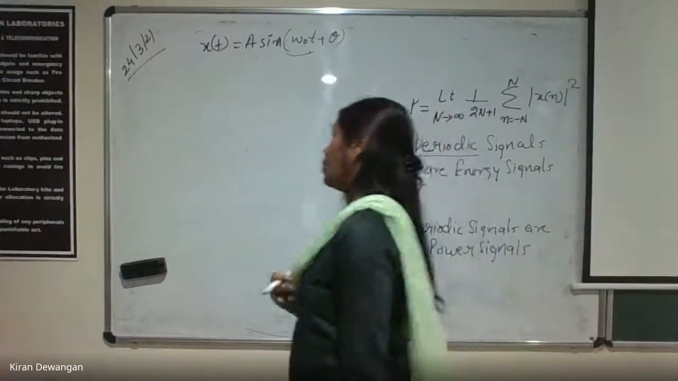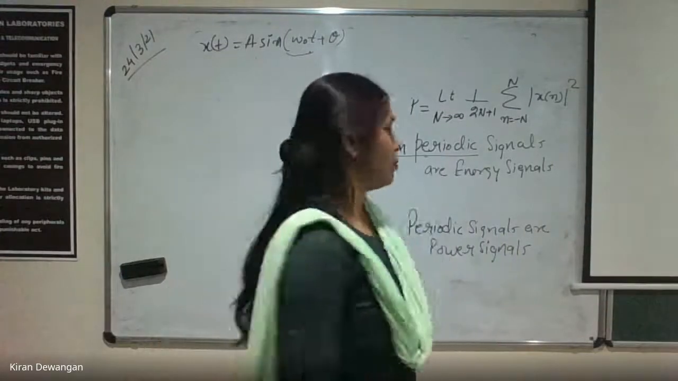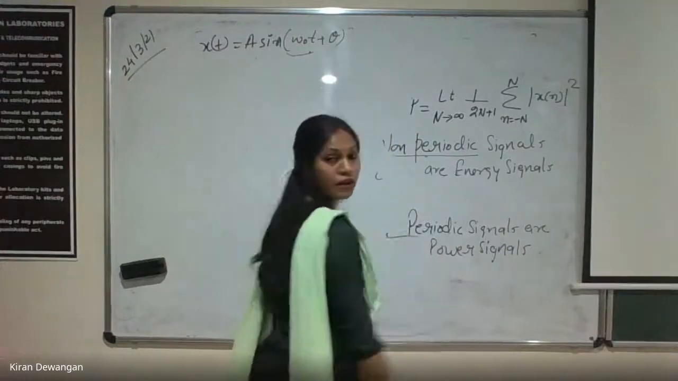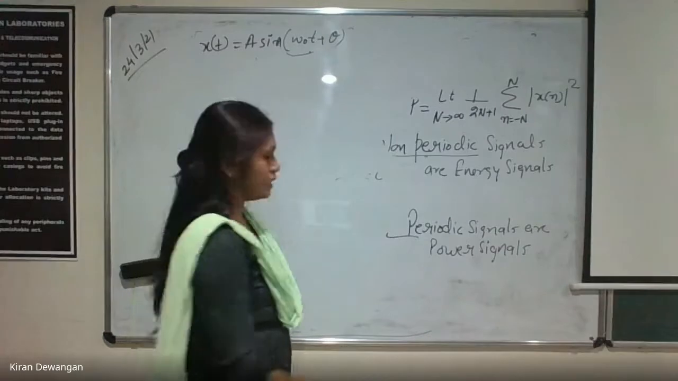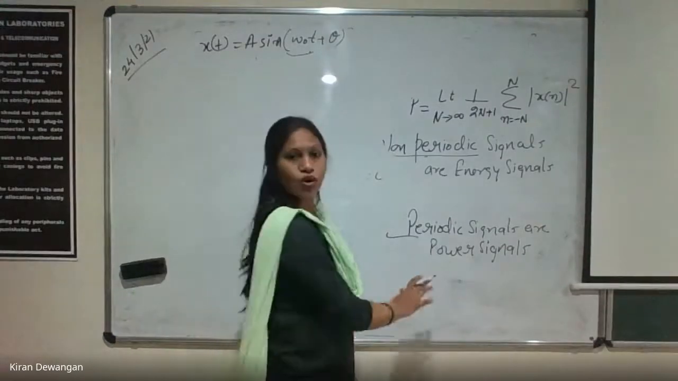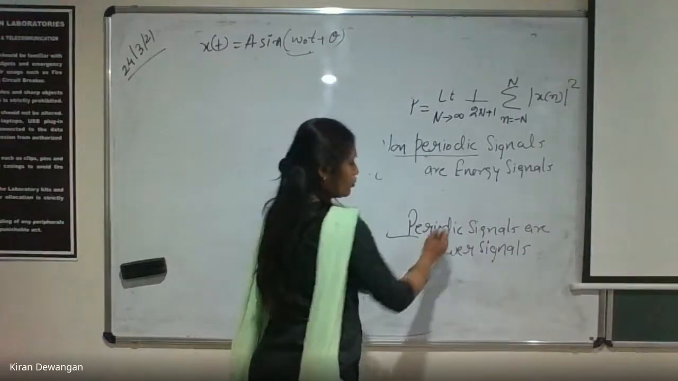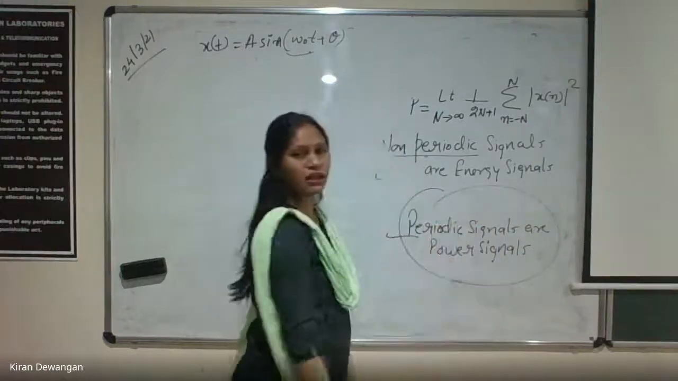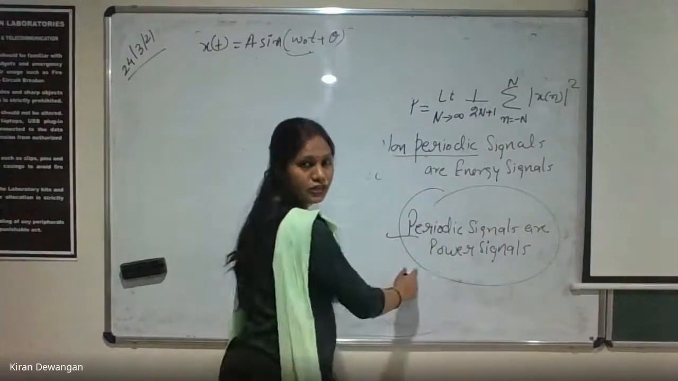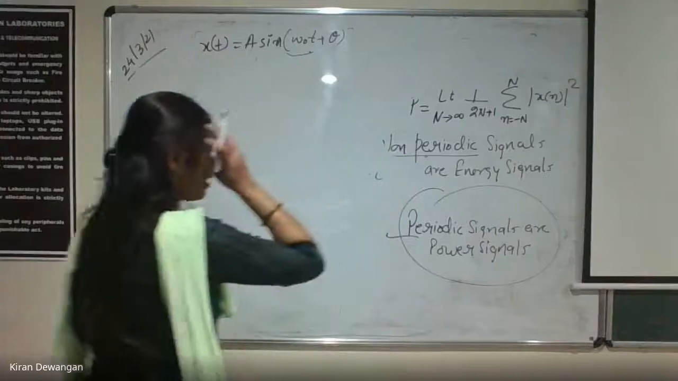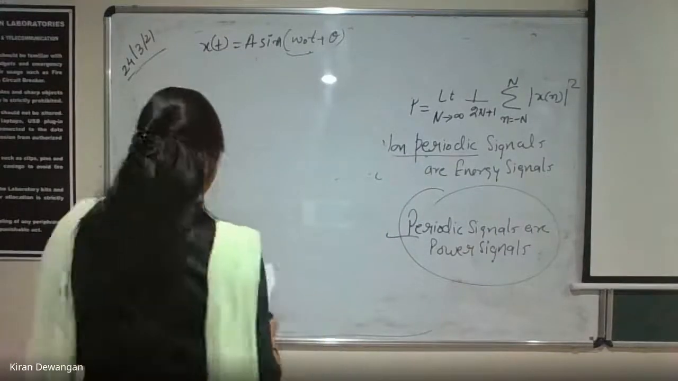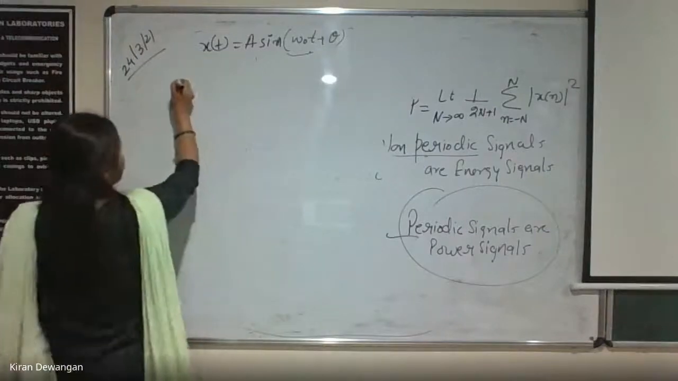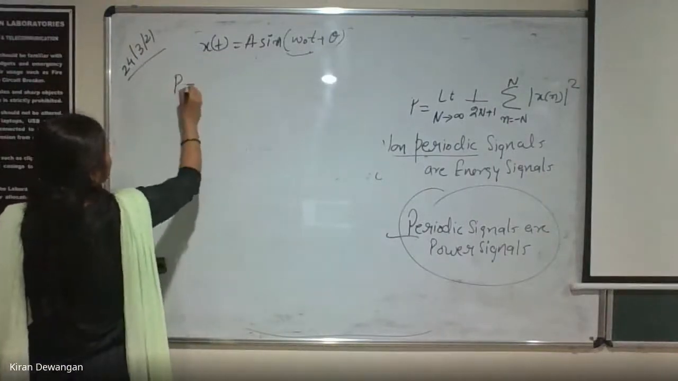So how will we check what periodic means? Periodic means it may be a power signal, because we already know this. It is periodic in nature, hence we can declare that it is a power signal. But we first have to calculate, and only then will we declare. So if it is a periodic signal, we start calculating the power.